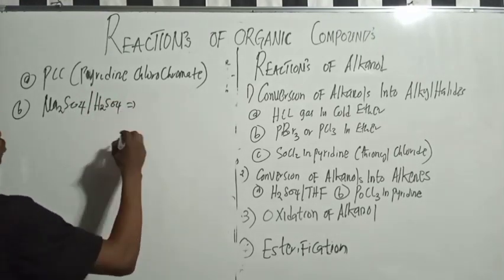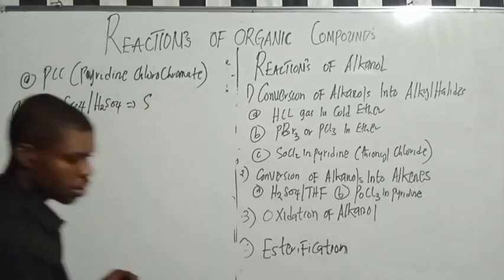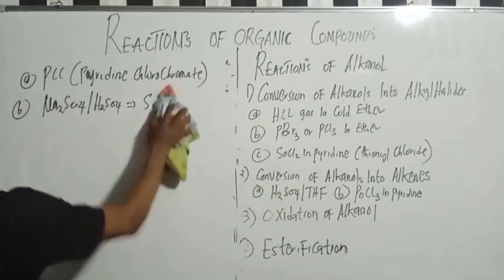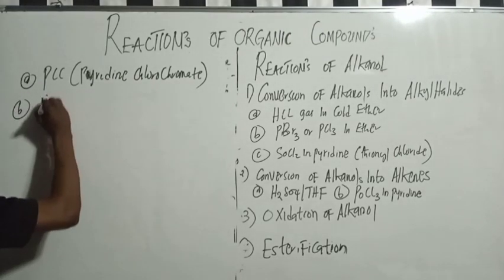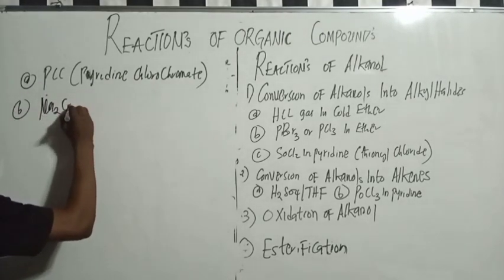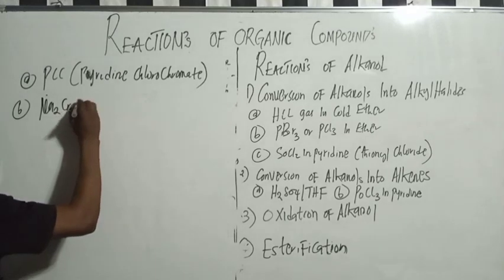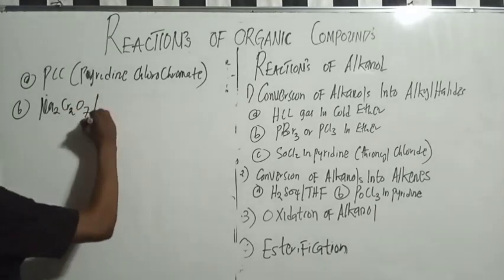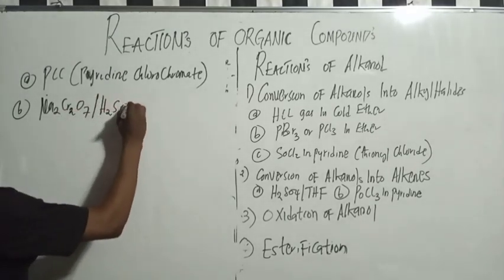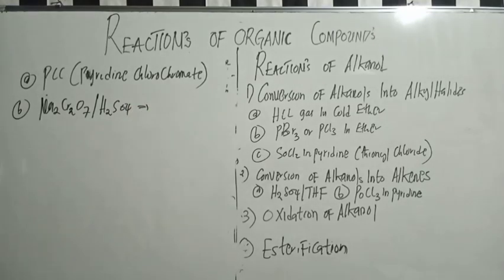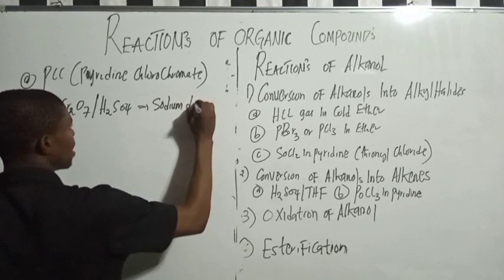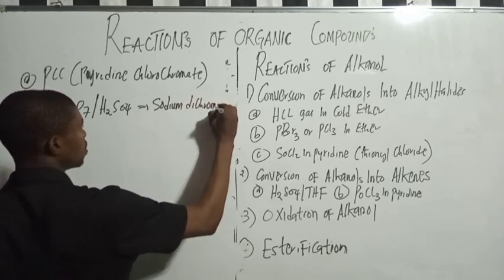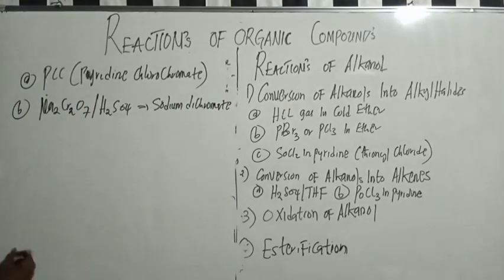Then let's call sodium. Sorry. Here we have Na2Cr2O7 with H2SO4. It's okay. Now this one is called sodium dichromate. Sodium dichromate. So these are the possible reagents here.